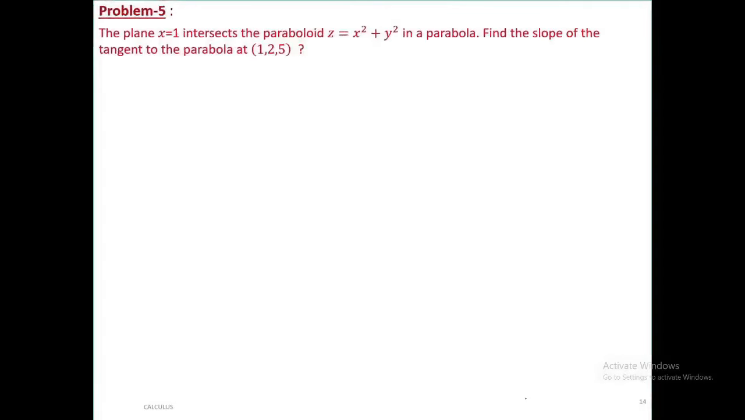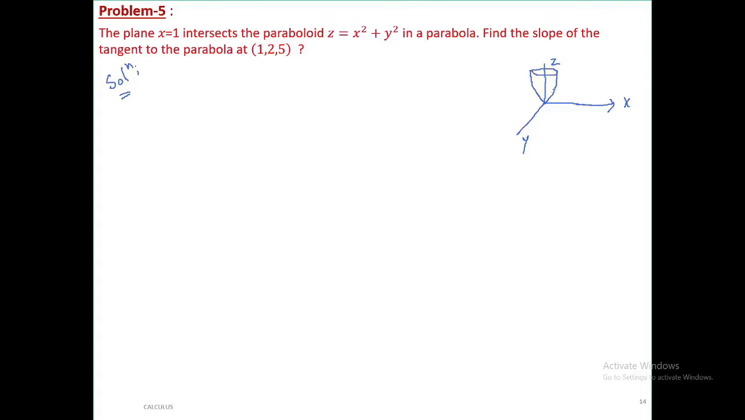Next one. The plane x is equal to 1. Listen carefully. I will show you this geometrically. The plane x is equal to 1 intersects the paraboloid z is equal to x square plus y square in a parabola. Okay. Let's take this is x-axis, this is y-axis, and this is z-axis. Now z-axis is the central axis, therefore x square plus y square means this one. So this is the paraboloid.